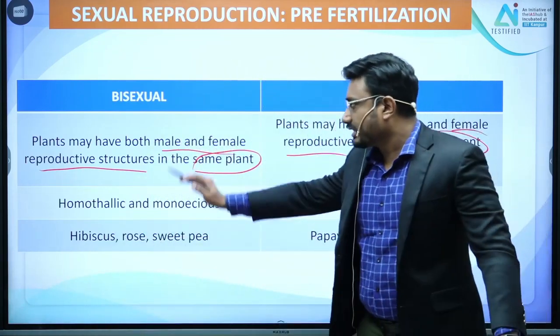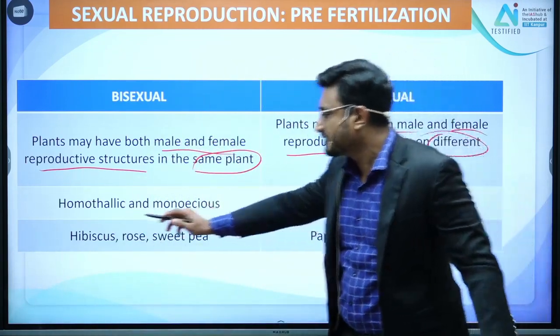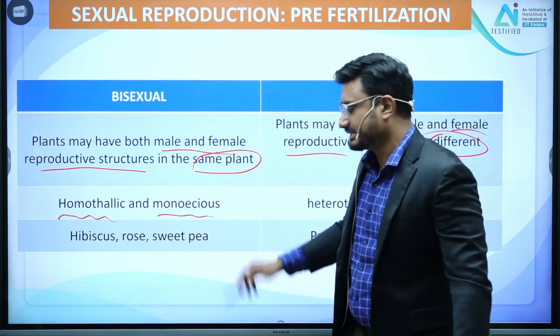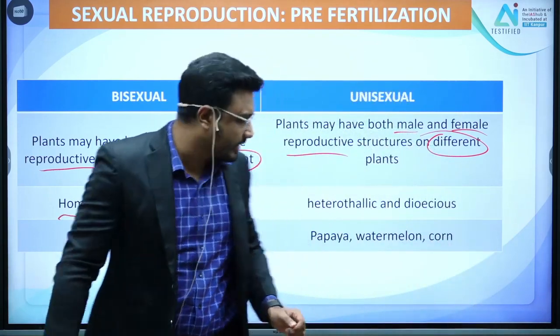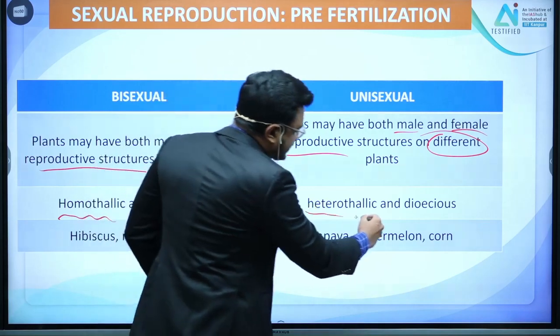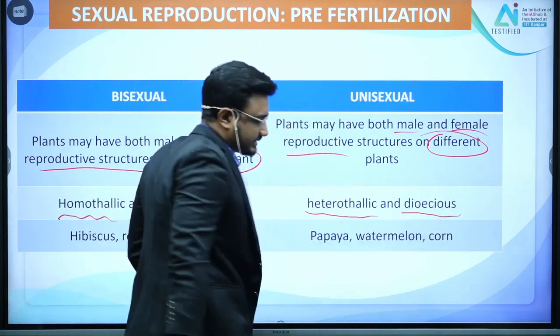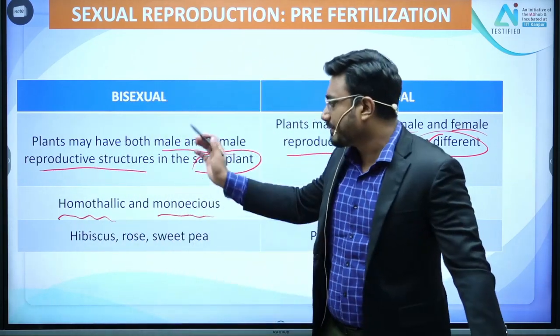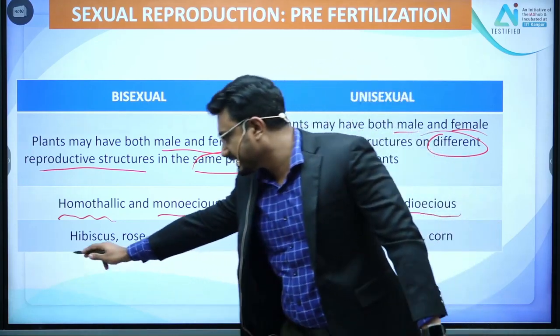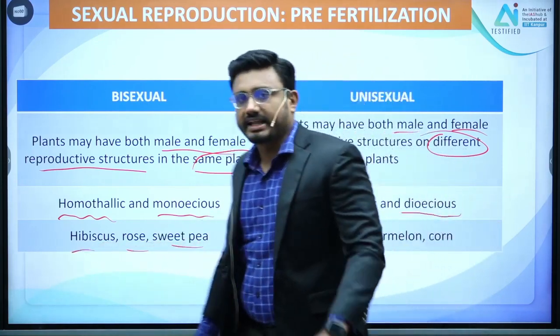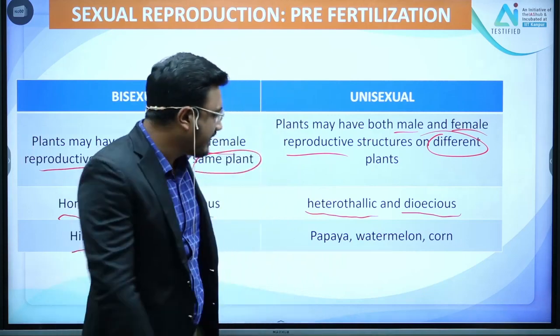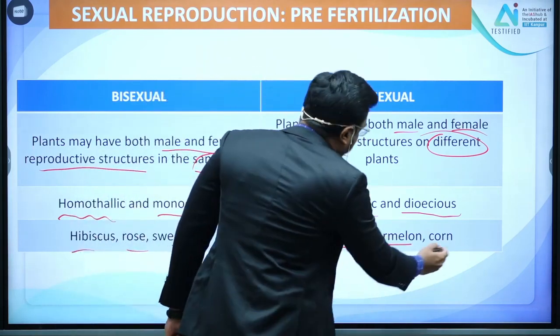So the bisexual plants are also known as homothallic and monoecious, whereas unisexual organisms are also known as heterothallic and dioecious. The examples of bisexual plants are hibiscus, rose, and sweet pea. Whereas in the case of unisexual plants, we have papaya, watermelon, and corn.